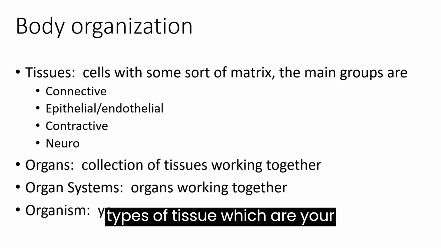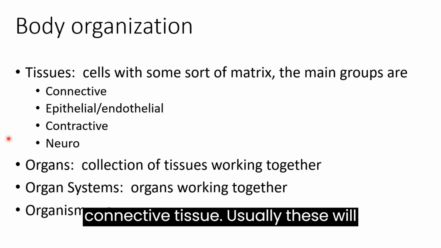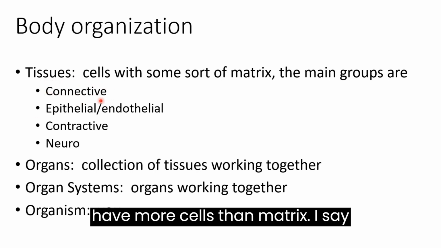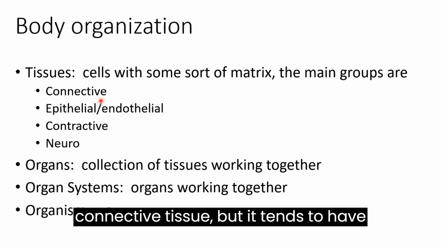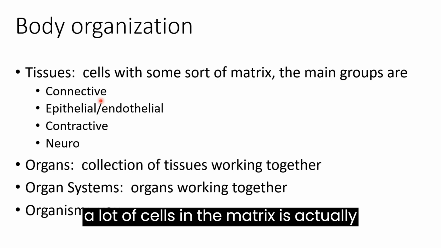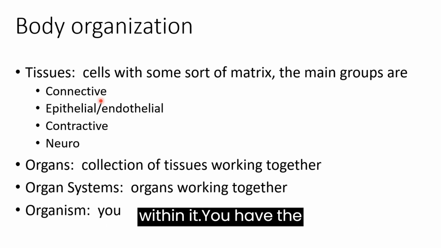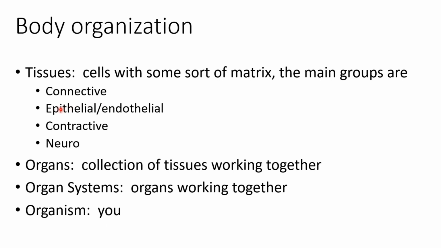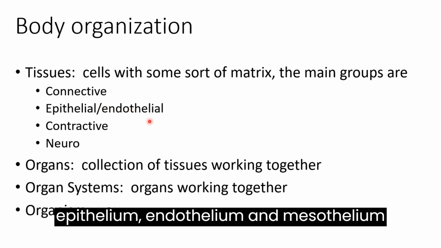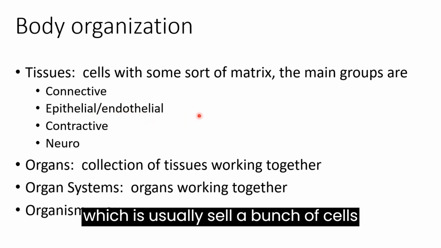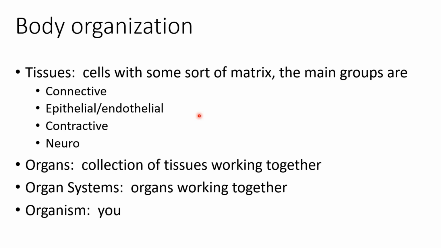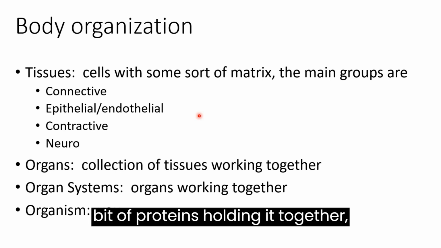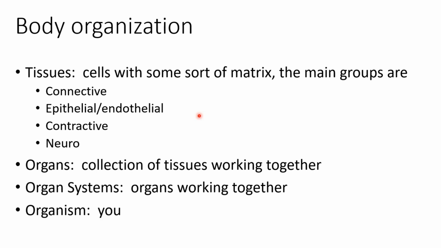And you have 4 basic types of tissue, which are your connective tissue. Usually, these will have more cells than matrix. I say usually because adipose tissue is a connective tissue, but it tends to have a lot of cells, and the matrix is actually within it. You have the epithelium, endothelium, and mesothelium, which is usually a bunch of cells with a little bit of proteins holding it together, which would be their matrix.